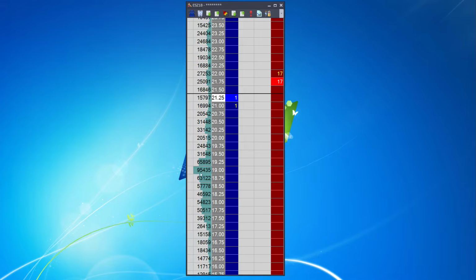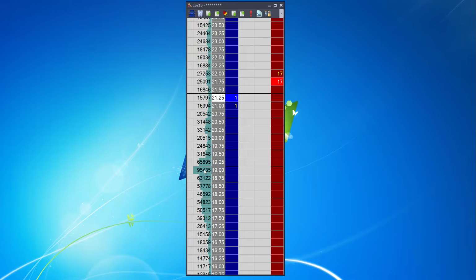What's great about it, though, is these numbers here are telling you how many contracts traded at that price. So at 19.00, or 19 even, 95,435 contracts have traded there. Okay. Now, that's how many contracts have traded in a 24-hour period.